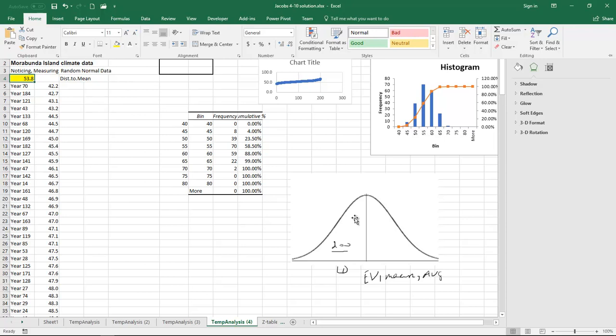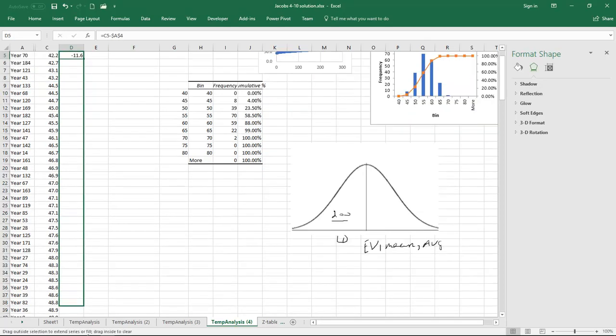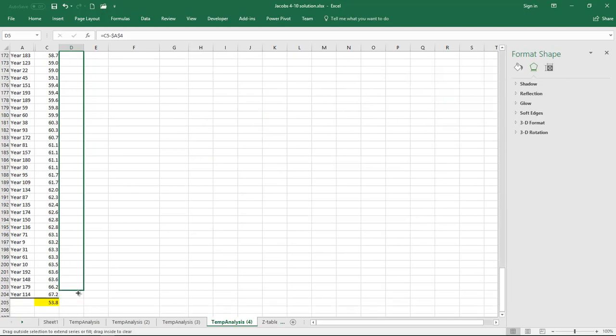So if we're going to do the average distance to the mean, we need the distance to the mean for every point. Okay, so what we're going to do is say that that is equal to the point of interest. What's the distance to the mean? It's that point of interest minus the mean. How far away are we? Now, one thing I want to do is make an absolute reference here. Function F4, that gives you the absolute reference to that, so that I can grab this and we can look at the distances of all the points to the mean.